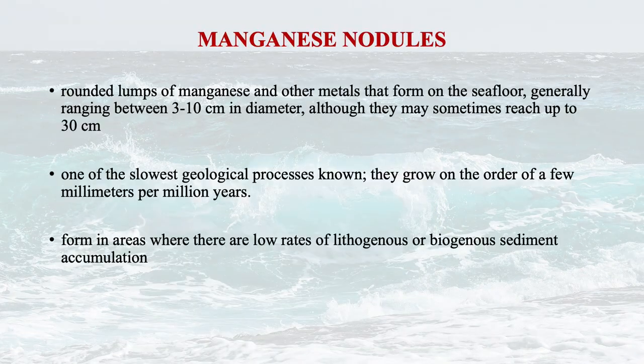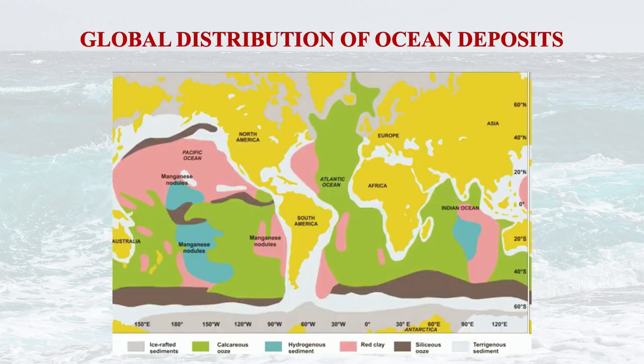And they are formed in areas where there are low rates of lithogenous or biogenous sediment accumulation. So you can see in this world map that these manganese nodules are found in the middle of the major oceans, like the Pacific Ocean you can see, then in the Indian Ocean, the mid portion you can see. Then there are ice rafted sediments along the polar areas. You can see along Antarctica and along the Arctic Ocean. You can see these kinds of sediments, and so you can explore this map and see the distribution.